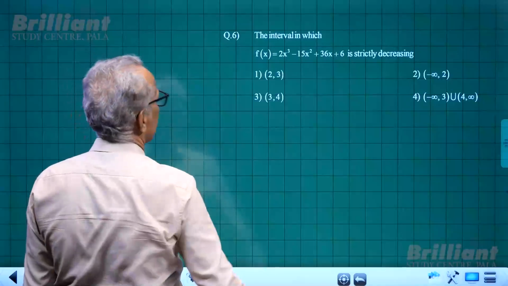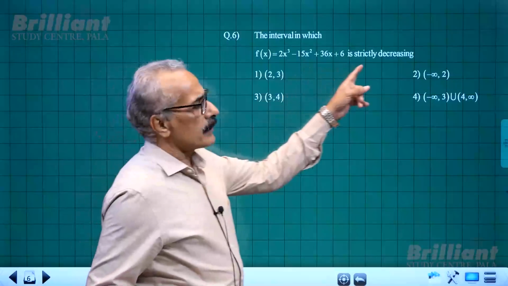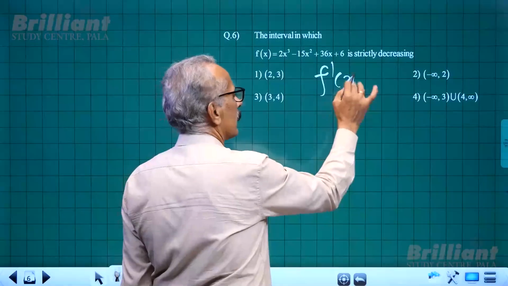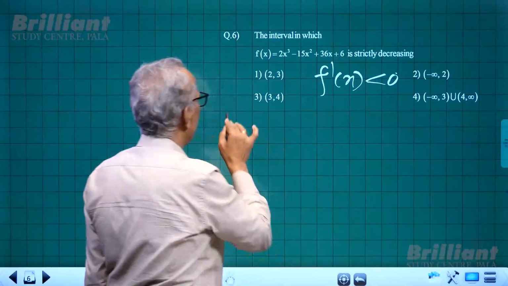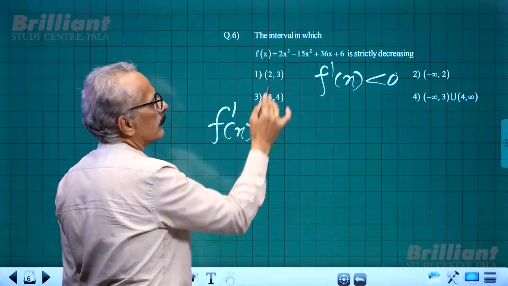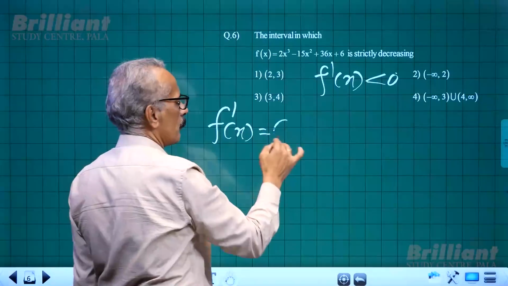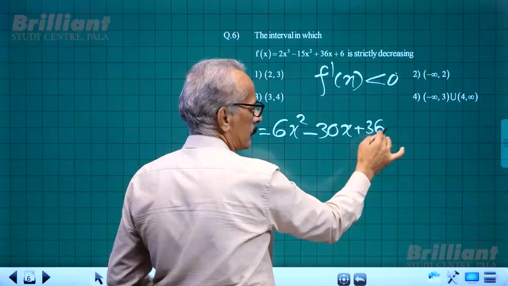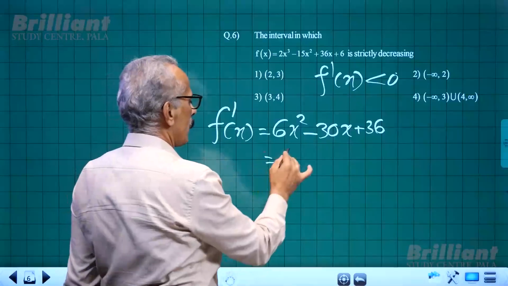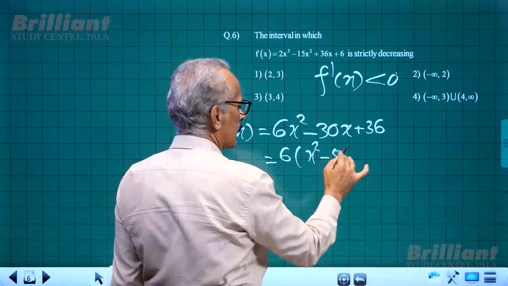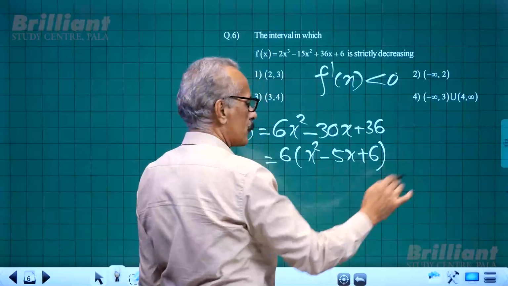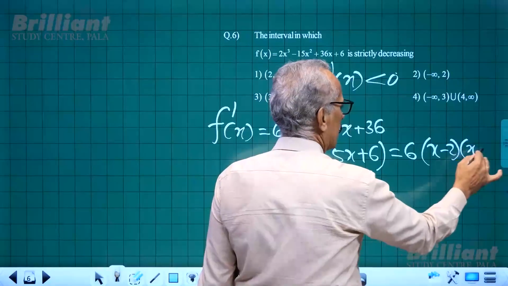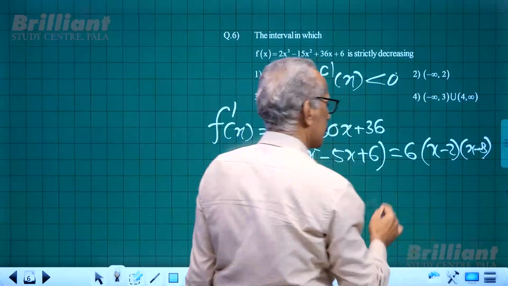We will move on to the next question. The interval in which it is decreasing. What's the condition for decreasing? Your f dash x is less than 0. So, what is your f dash x? Your f dash x is 2 into the derivative of x cube, 6x square, minus 30x plus 36. Agreed. So, this is equal to 6 into x square minus 5x plus 6. How do you simplify? I mean, factorize it: 6 into x minus 2 into x minus 3.